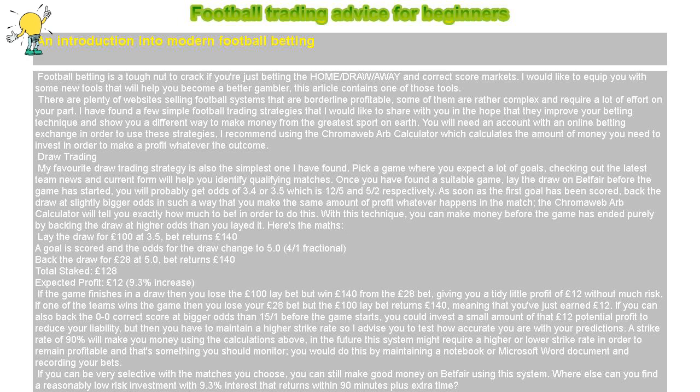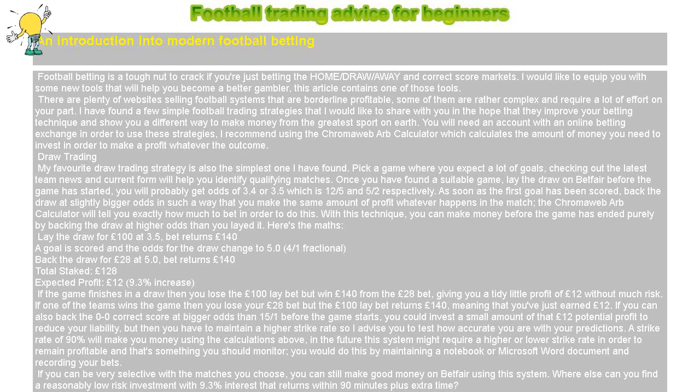Draw trading. My favorite draw trading strategy is also the simplest one I have found. Pick a game where you expect a lot of goals. Checking out the latest team news and current form will help you identify qualifying matches. Once you have found a suitable game, lay the draw on Betfair before the game has started. You will probably get odds of 3.4 or 3.5, which is 12/5 and 5/2 respectively.